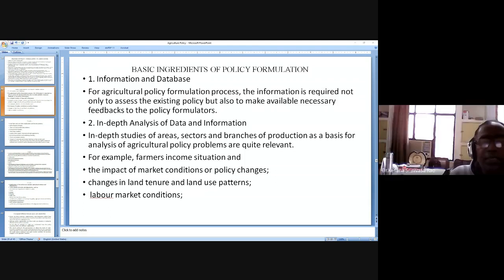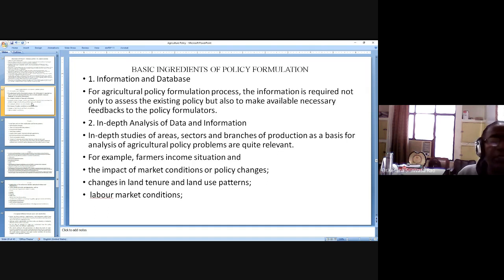So, information and database is one of the basic ingredients for policy formulation. For the agriculture policy formulation process, information is required not only to assess the existing policy, but also to make necessary feedback available to the policy formulators. Feedback is very, very important: how the policy instruments or policy issues are going to be useful for the population, and based on the feedback that comes, the policy can go ahead.